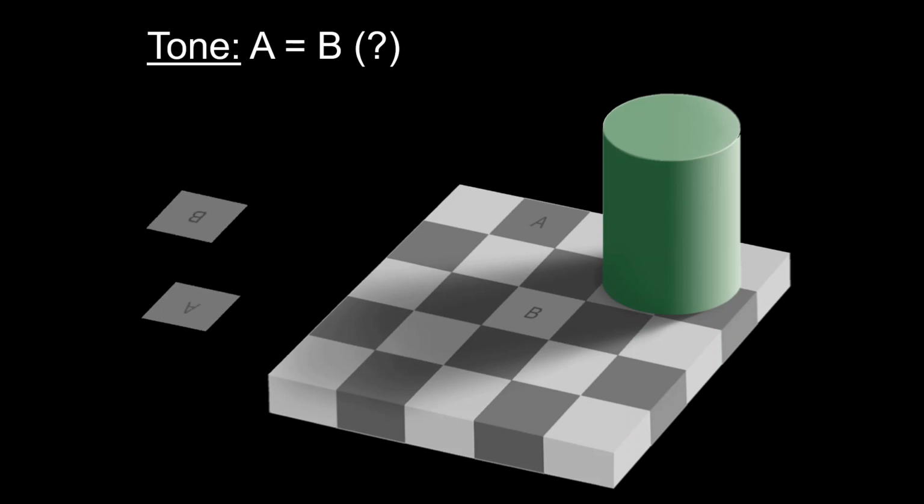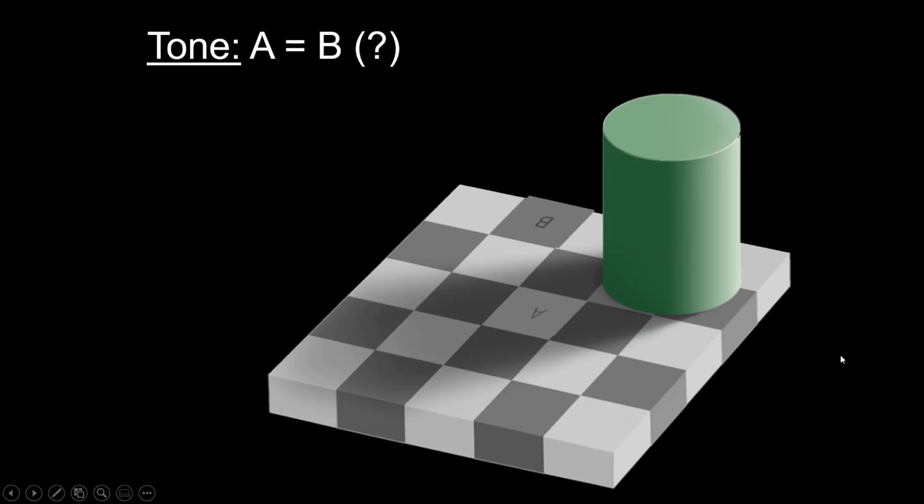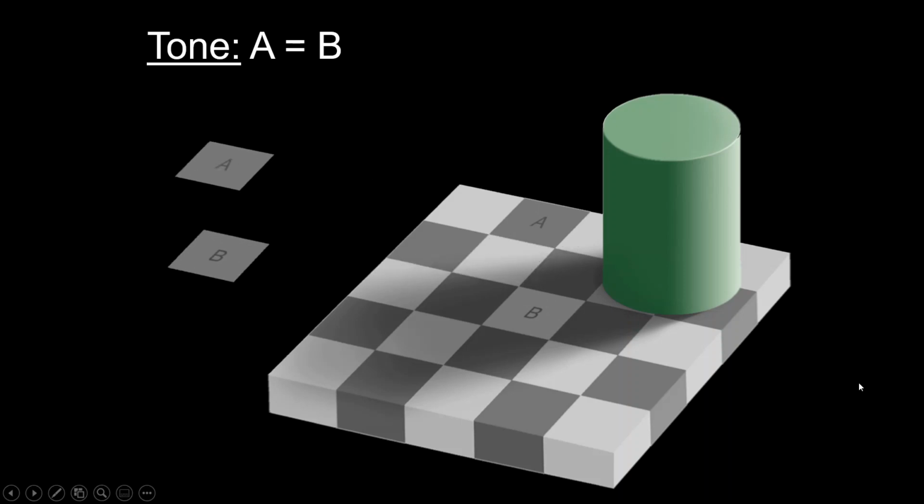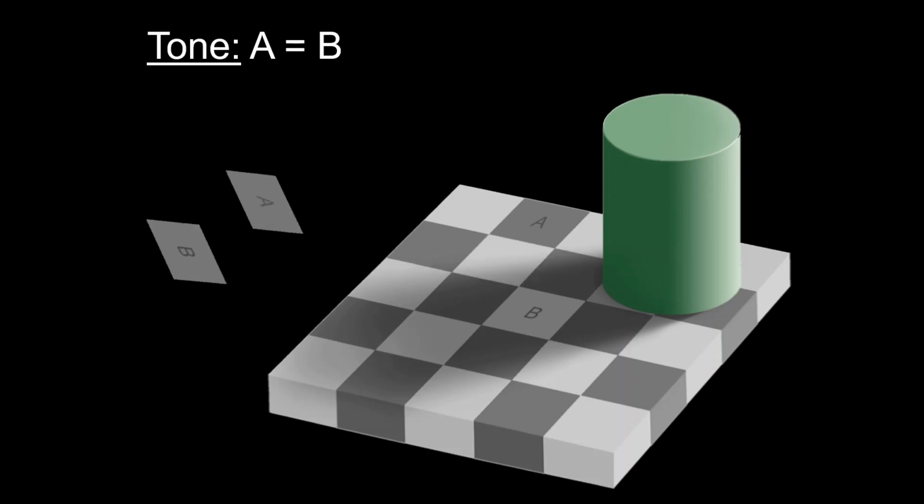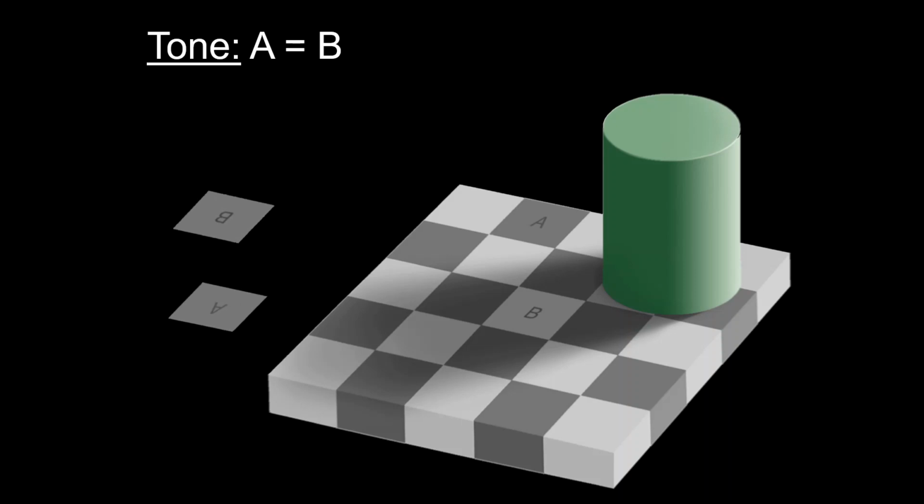What makes it happen? Well, it's an optical illusion, but tone is relative. The green cylinder casts a shadow, and because of that we're led to believe that B is lighter. Tone is relative. When you place it next to a darker tone, it will make it lighter, and we can use tone in colour. Here's another colour wheel.